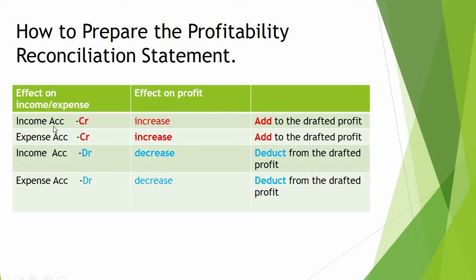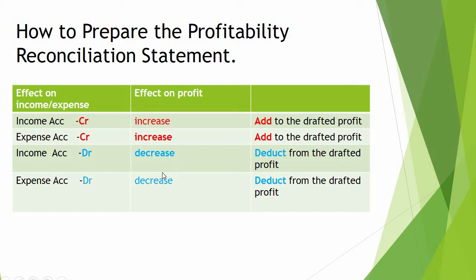When an income account is being credited, that means the profit will increase. When an expense account is being credited, that means expenses are decreased, thereby profit will increase. When an income account is being debited, that means income will decrease, thereby profit will decrease. When an expense account is being debited, that means expenses will increase and thereby profit will decrease.